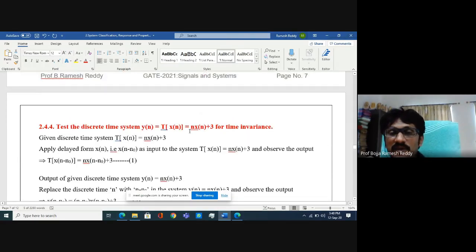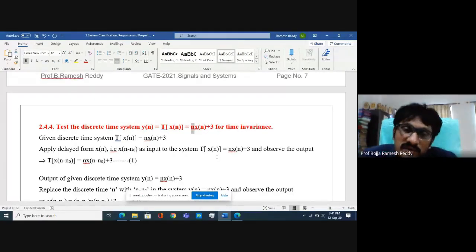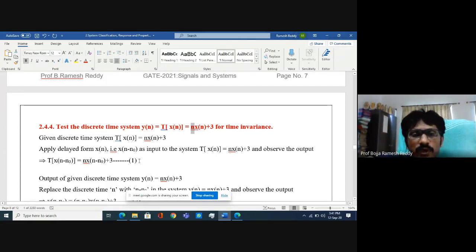Why is this time variant? Because of the variable coefficient. Systems with variable coefficients are time variant. Therefore, we have to go for constant coefficient difference equations. All constant coefficient difference equations are time invariant. Variable coefficient things come under time variant.